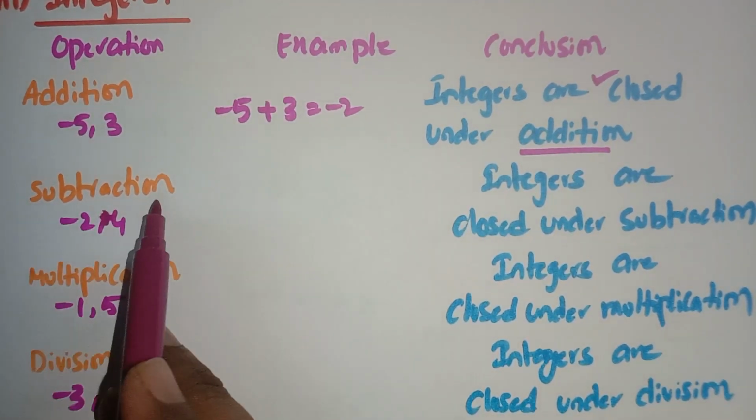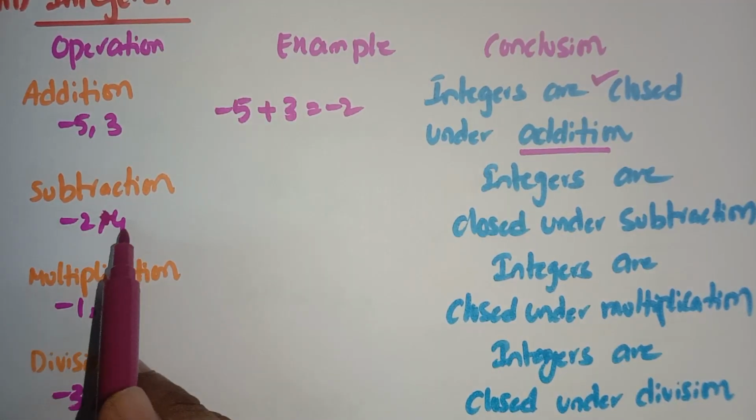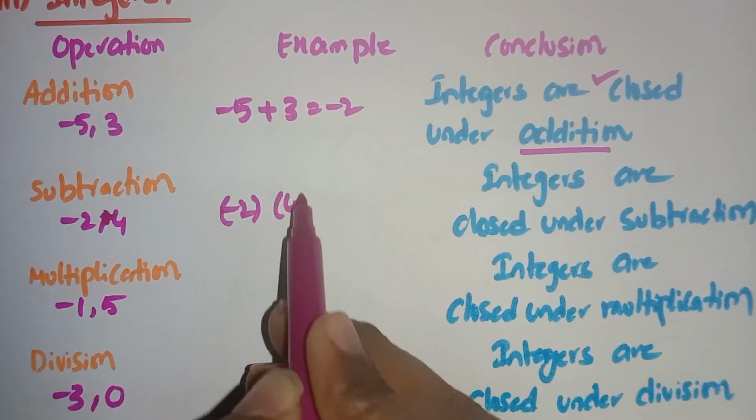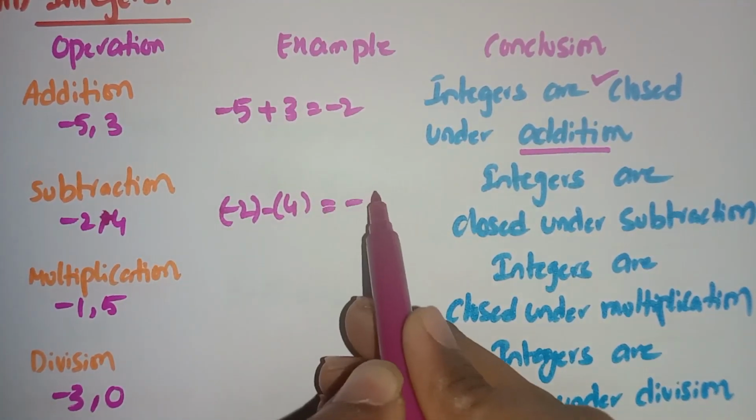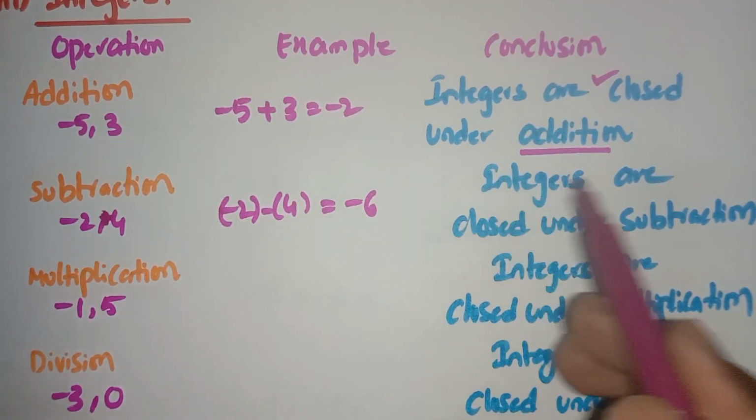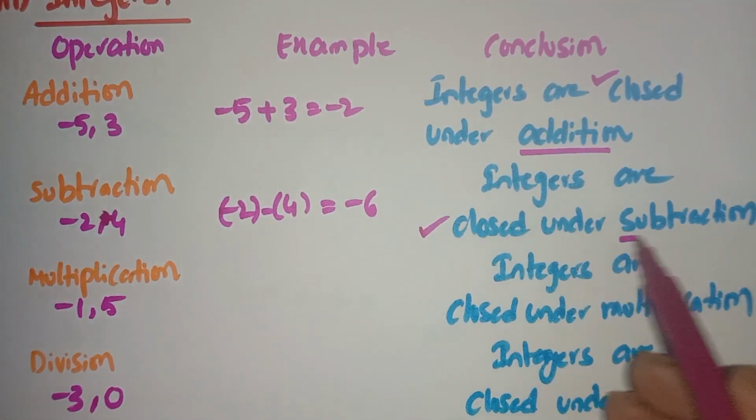So we have subtraction. Let us choose minus 2, 4. If you subtract 4 from minus 2, that is minus 6, which is again an integer. Thus we can conclude integers are closed under subtraction.